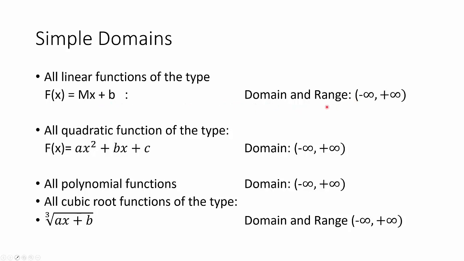On the other side, we have quadratic functions. All quadratic functions of the type ax squared plus bx plus c have domain that is from negative infinity to positive infinity. Again, all real numbers. And this holds for all quadratic functions. The same holds for all polynomial functions. Again, what we have are domains from negative infinity to positive infinity. So this holds for all linear, quadratic, and polynomial functions.